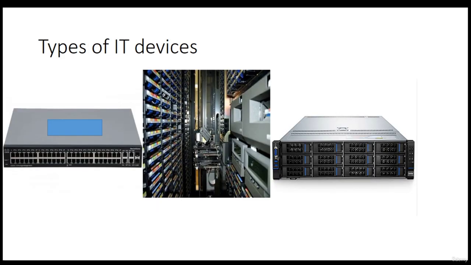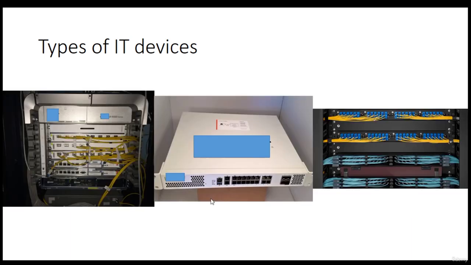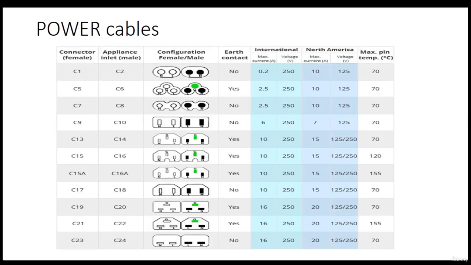Now we will talk about IT devices. There are 6 major types of IT devices in the data center, like switches, tape library, storage, and servers. Also there are routers and firewalls and patch panels.